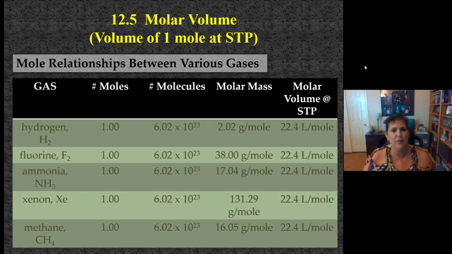Now the masses are different, so shouldn't that take up different amounts of space? Well, not when you consider a gas has little bitty tiny molecules far apart with empty space in between them. The empty space is the same for all the gases. So the size of the molecule doesn't matter. So they all take up 22.4 liters when you have 1 mole. And so molar volume is 22.4 liters per mole of gas at STP.